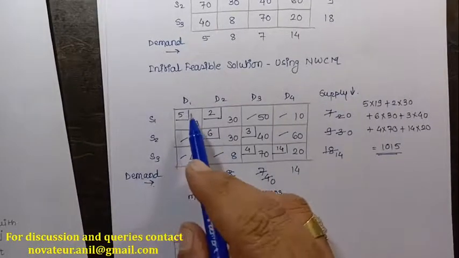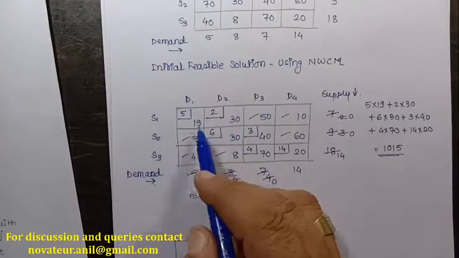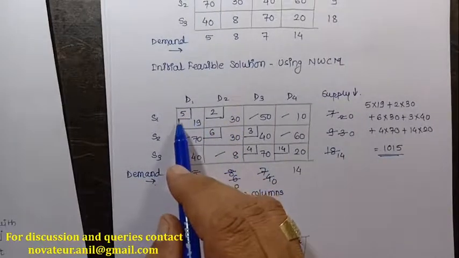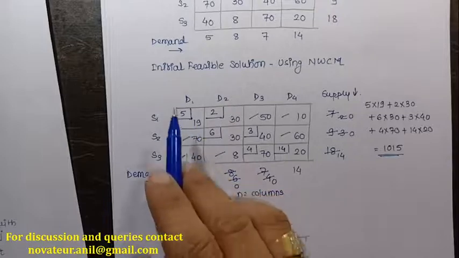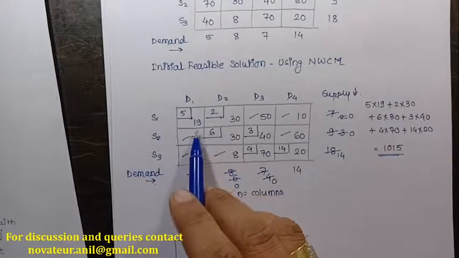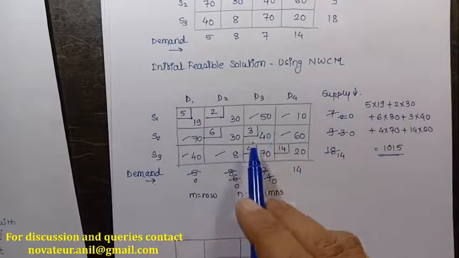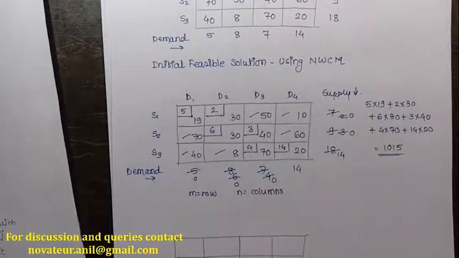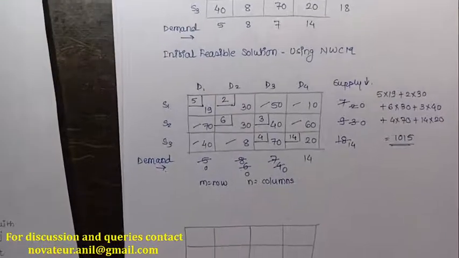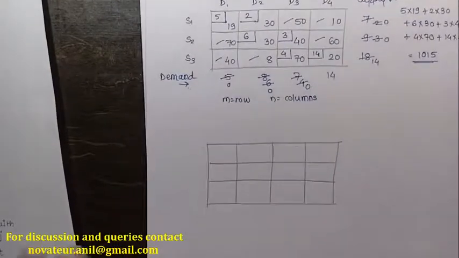That means the total occupied cells, the cells where this small square is there, we call occupied cells. The occupied cells should be equal to m plus n minus 1: 1, 2, 3, 4, 5, 6. So this is not a case of degeneracy, and we'll go ahead further.